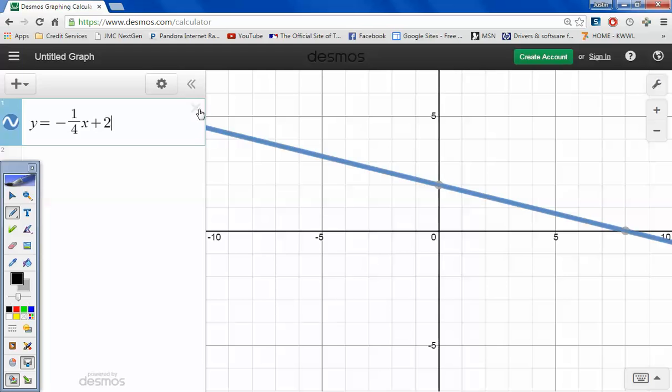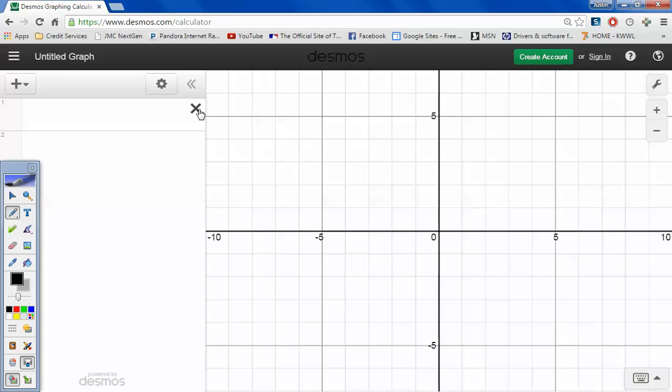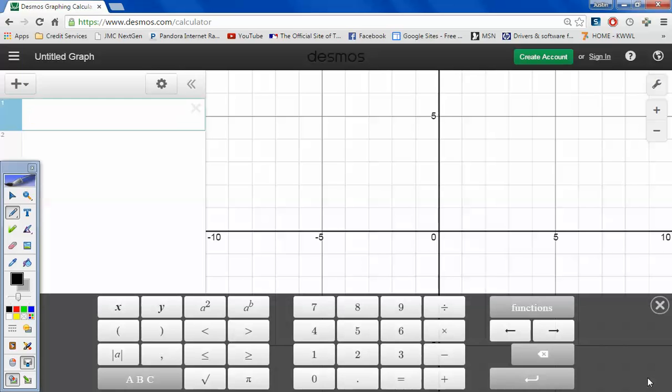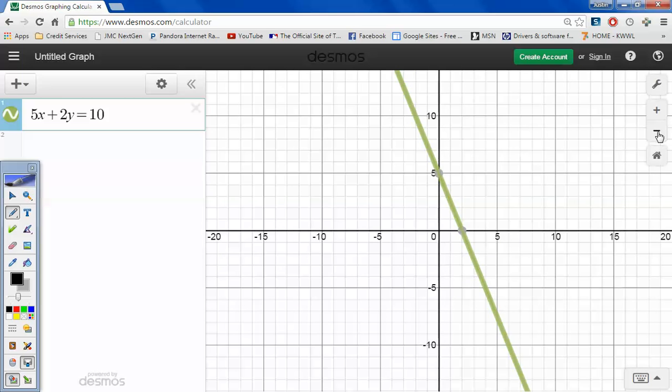Somebody please read to me what the original equation was that I circled up in standard form, please. Hold on one second, I've got to get my keyboard. 5x plus 2y equals 10. Okay, there's the line right there. We all agree? You guys kind of agree with that?